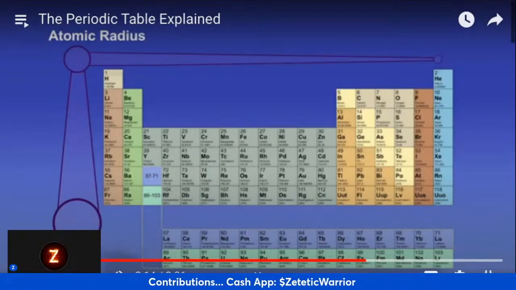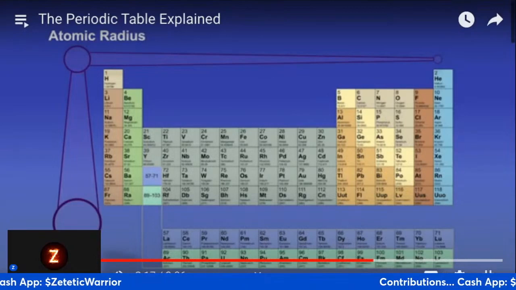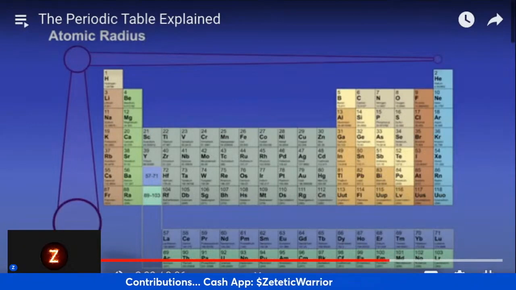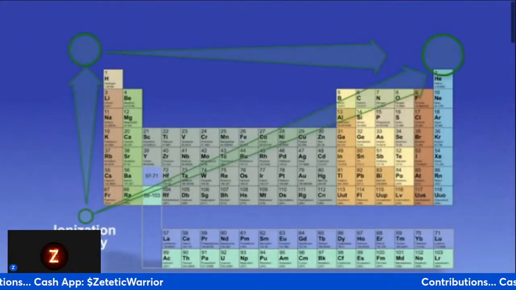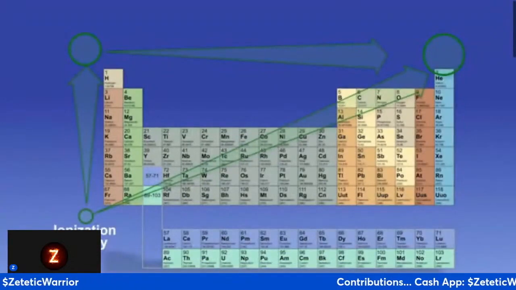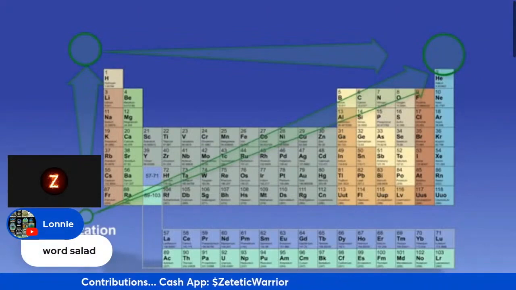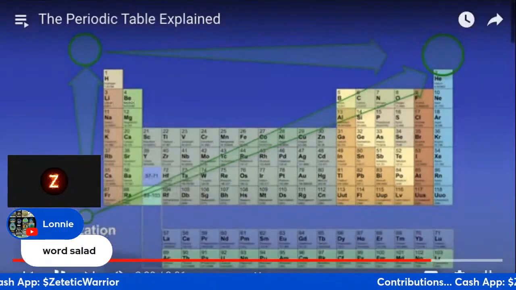It is not real. As you move from left to right across the groups, the atoms become smaller, decreasing the atomic radius. The opposite is true for an atom's ionization energy, or how readily an electron can be removed from an atom. As you move down through the periods, the ionization energy will decrease. As you move from left to right across the groups, the ionization energy will increase.